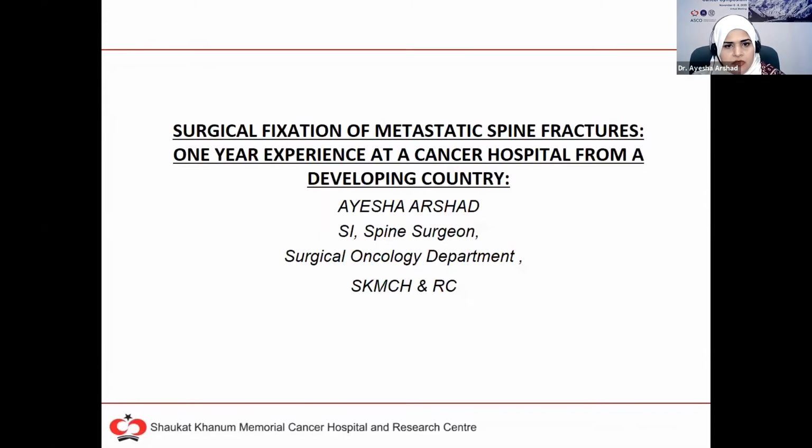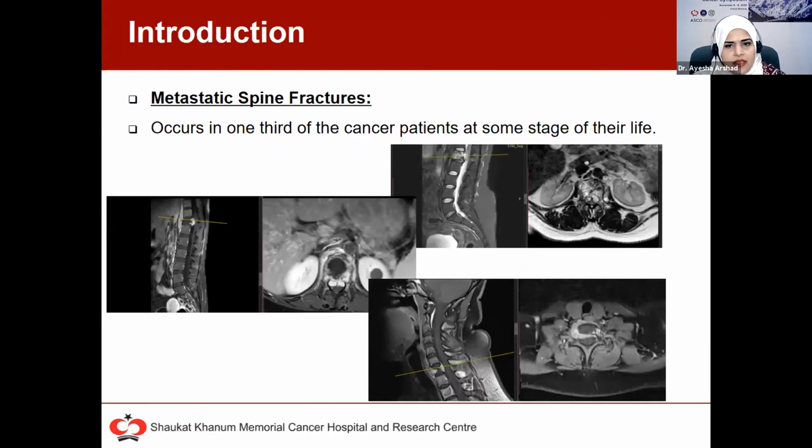Today, I shall be talking about the surgical fixation of metastatic spine fractures, our initial 1-year experience at a cancer hospital from a developing country. When we talk about metastatic spinal fractures, they might not be very common as compared to brain tumors, but they become significantly common enough when you see that they occur in about 1/3 of cancer patients at some stage of their disease and at some stage of their life.